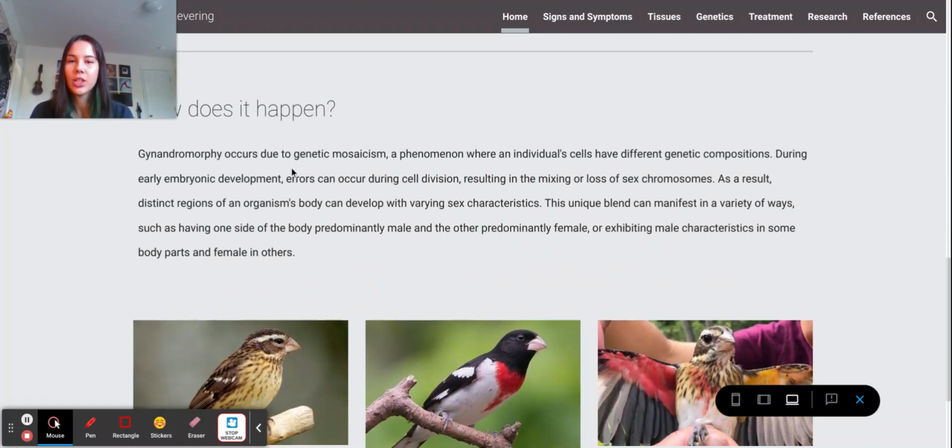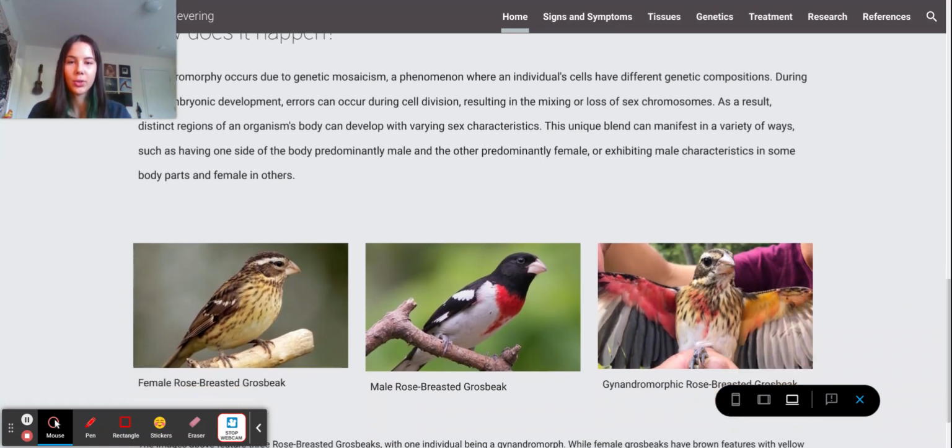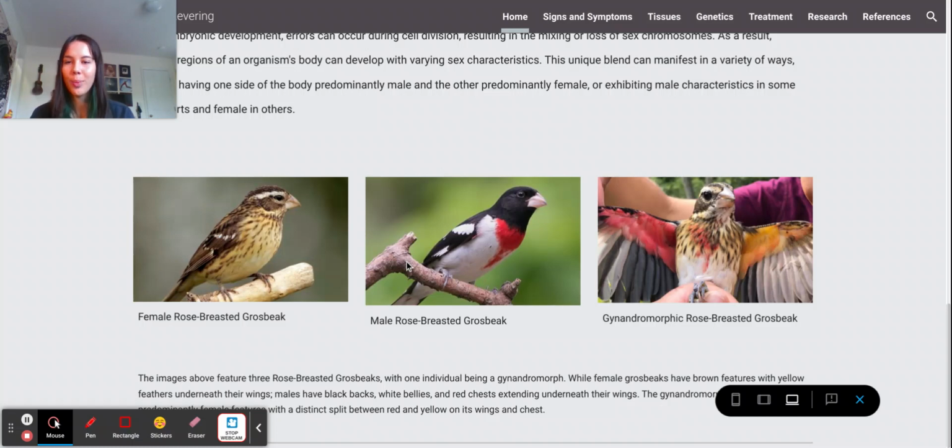I'll talk a little bit about the genetic mosaicism and get more into that in the tissue and genetics portion. And then I finish out my home page with the rose-breasted grosbeak, which I thought was super cool because it has most of the coloration and pattern of the female, especially on the chest, but has a little bit of the rose breast and rose wing of the male. So I thought that was interesting to add.